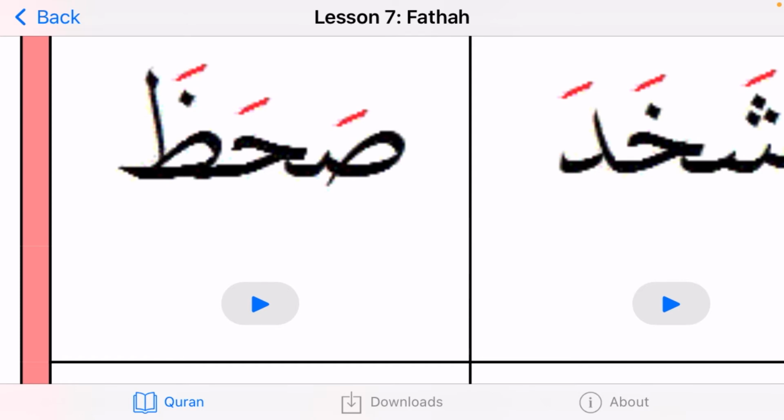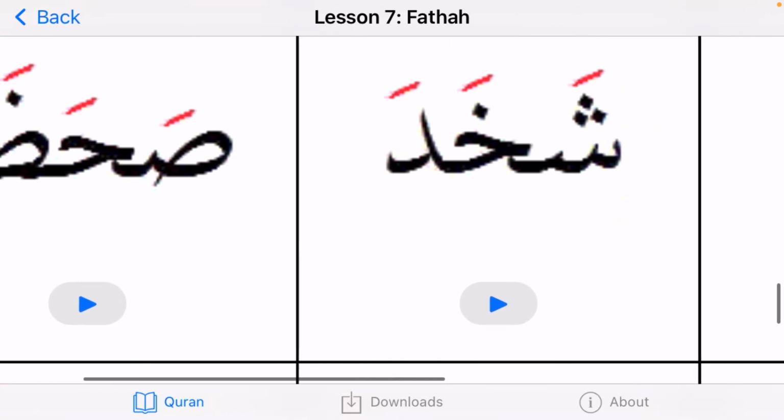Next word, we have Sad, Ha, and Dha. Sad is a full mouth letter, Ha is an empty mouth letter, and Dha is a full mouth letter. So you're moving from full mouth to empty mouth to full mouth. So Sa, Ha, Dha, Sa, Ha, Dha. Make sure you're not pronouncing Dha as Z. Make sure it's being pronounced with your tongue between the teeth. Sa, Ha, Dha, Sa, Ha, Dha. Make sure the transition is clear, that there's a difference between the full mouth and empty mouth letters.